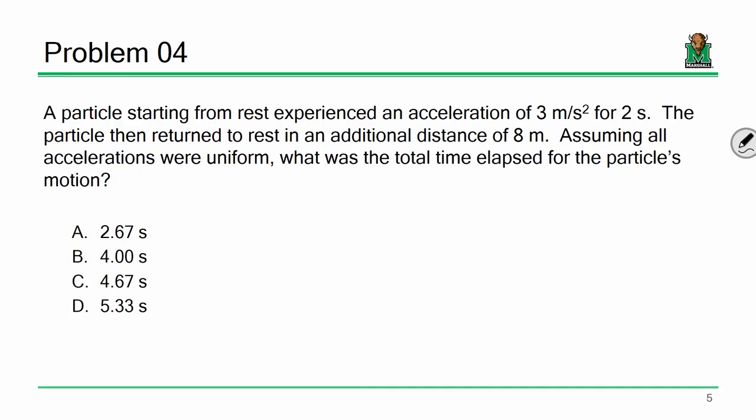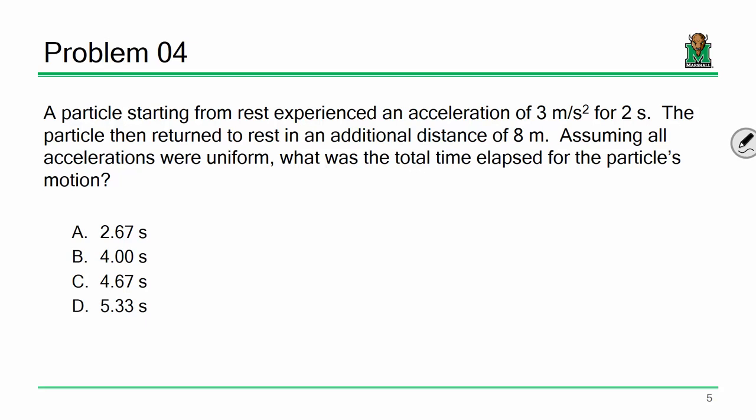All right, so we've got a particle. It's starting from rest. It experiences an acceleration of 3 meters per second squared for 2 seconds. After that 2 seconds, it returns to rest in an additional distance of 8 meters. So assuming all the accelerations were uniform, what was the total time elapsed?